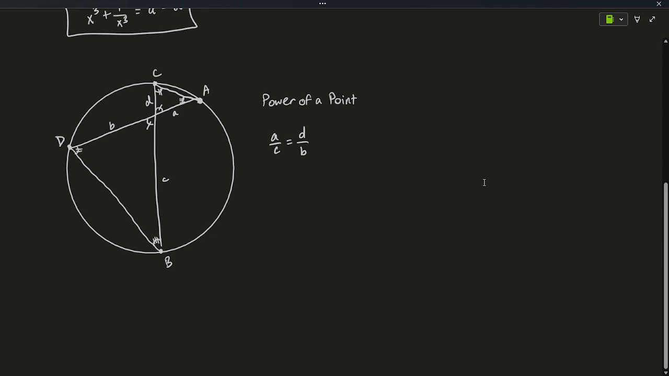We're going to choose one side from the small triangle, so A, over the same corresponding side of the big triangle, which is C. And we're going to do the same thing, small triangle again, D over B. Now, if we cross multiply, we're going to get a very magical, simple formula: A times B equals C times D. This is used widely in middle school math, such as MATHCOUNTS, and even in AMCs. So, quite important to know.